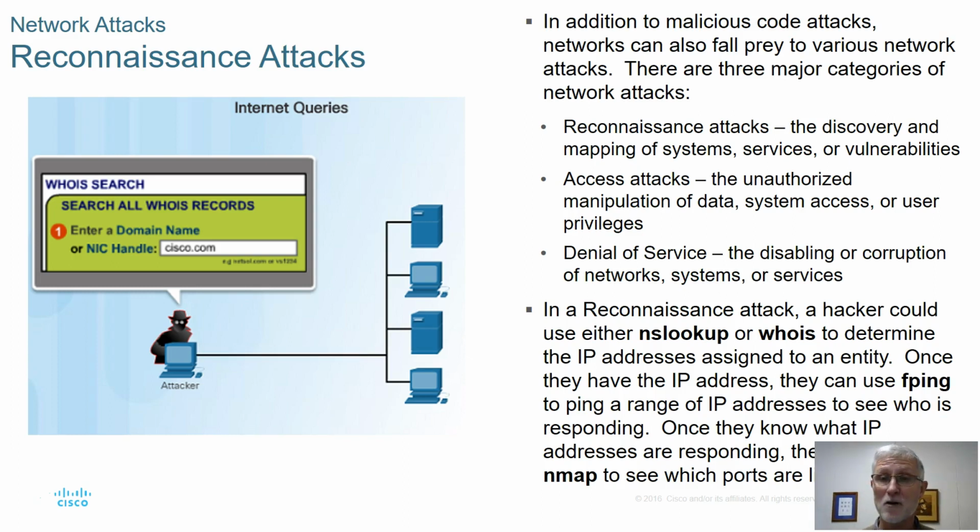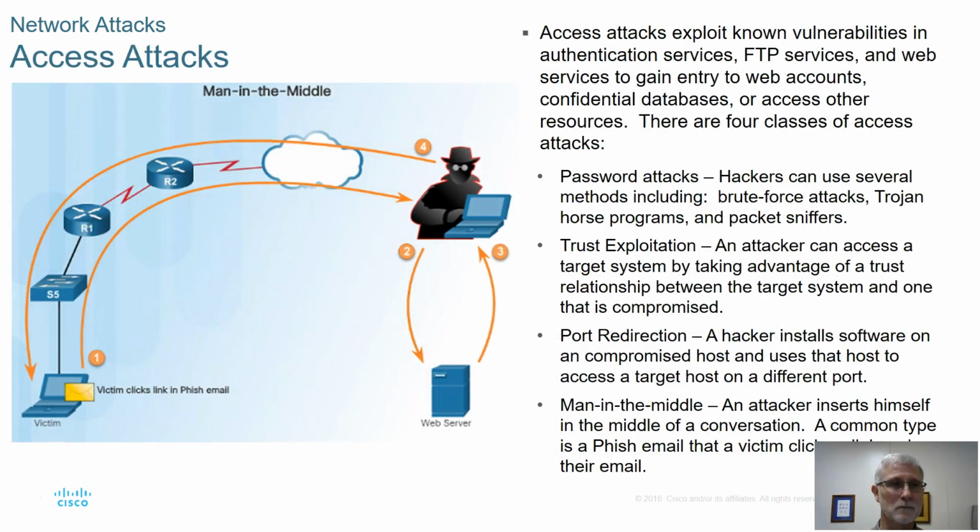Now, a reconnaissance attack, a hacker could use either NSLOOKUP or WHOIS to determine the IP address. But also, once they have an IP address, they can use fping, which would then give me a ping of ranges of IP and see who's responding. Once they know an address, they can use Nmap to see which ports are listening. So there's a lot of different tools out there that people can use to watch what's going on.